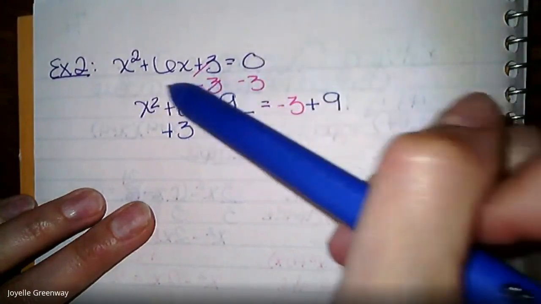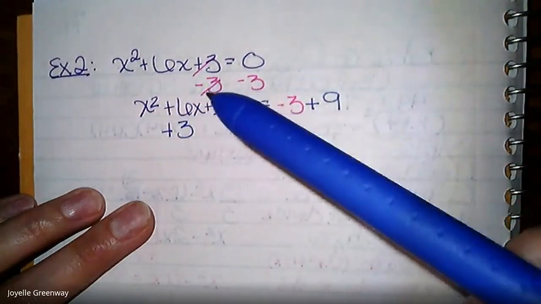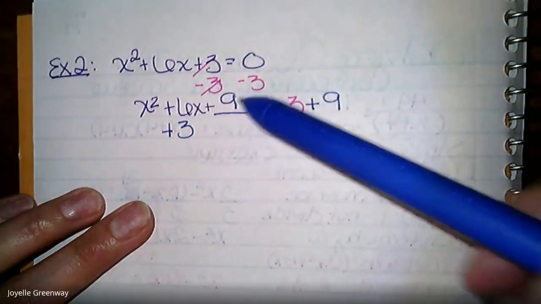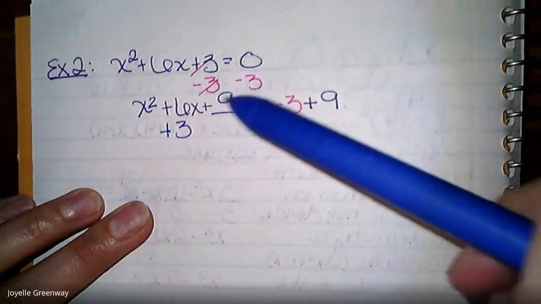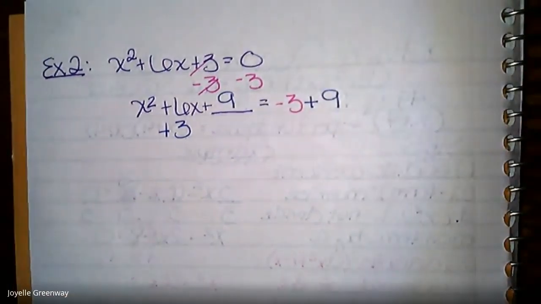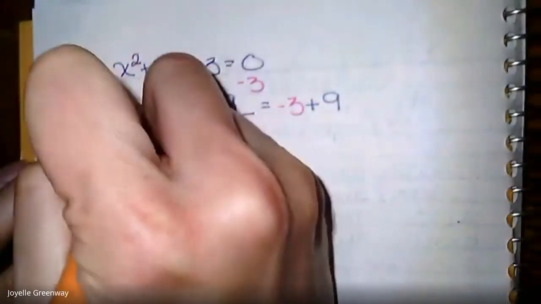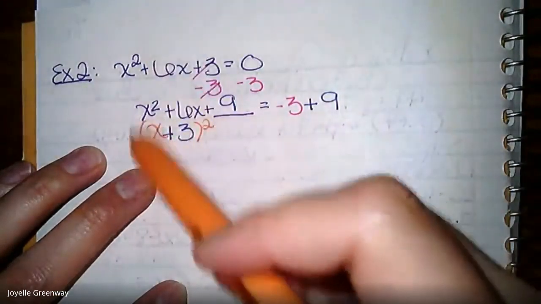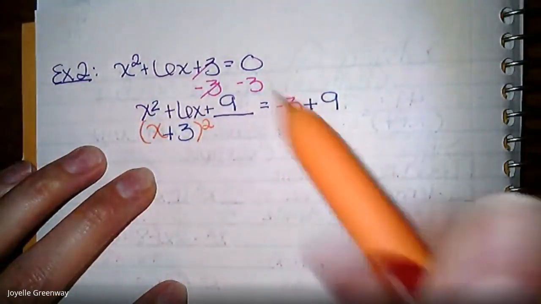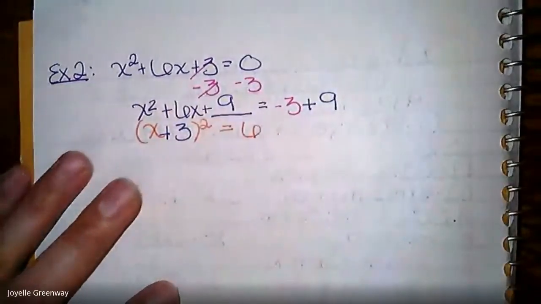Because now this is a perfect square. Because I just made it. And whatever I do to one side of an equation, I have to do to the other side of the equation. Okay? So that's why I do that. So now I'm up to step 4, where I do my shortcut. So I know I made that perfect binomial square right there. So I just do parentheses x plus 3 squared. And that equals -3 plus 9 is 6.